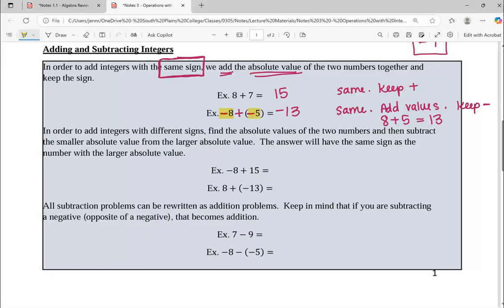Hopefully that makes sense. Come on, doesn't want to color. There we go. Debt plus debt, more debt. So again, if I have the same sign, add those absolute values, add the 8 and the 7, add the 8 and the 5. Then keep whatever sign you started with.